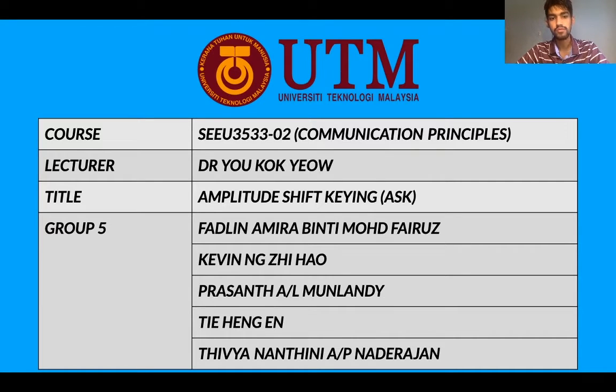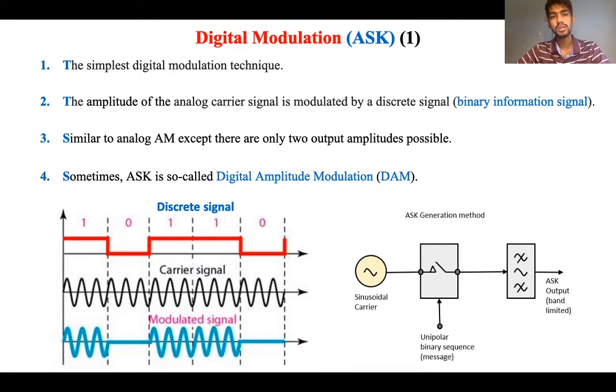We are from Group 5 and will be presenting about amplitude shift keying. As we know, in digital modulation there are three types: amplitude shift keying, frequency shift keying and also phase shift keying. And amplitude shift keying is the simplest digital modulation technique.